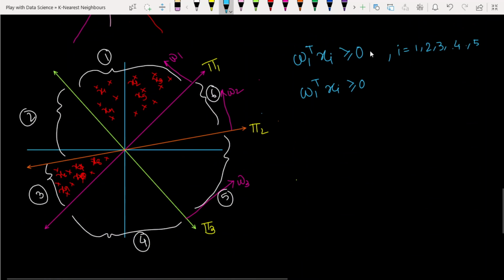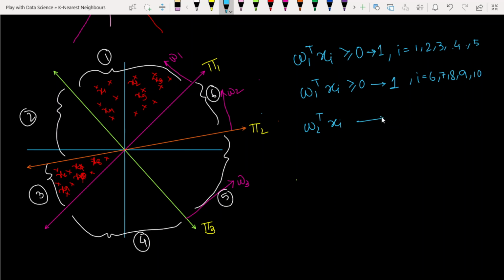So what will be their value here? Area will be +1. Similarly for here it will be +1, and for here I will be from 6, 7, 8, 9, 10. Okay. Now consider this side w2. So w2 transpose xi will be similarly what? Just see the directions. W2 direction is always here, and the w2 of this point, just see, it will be 1.